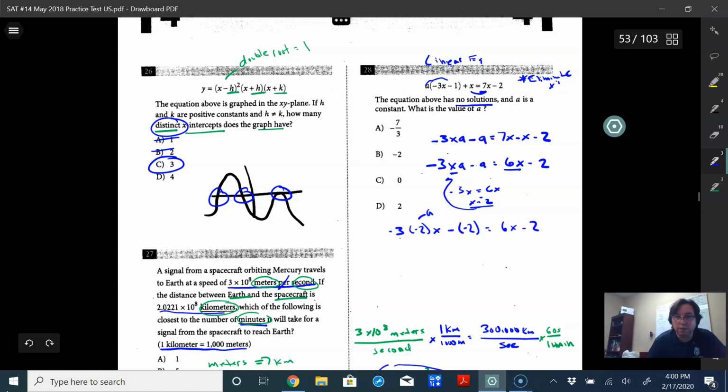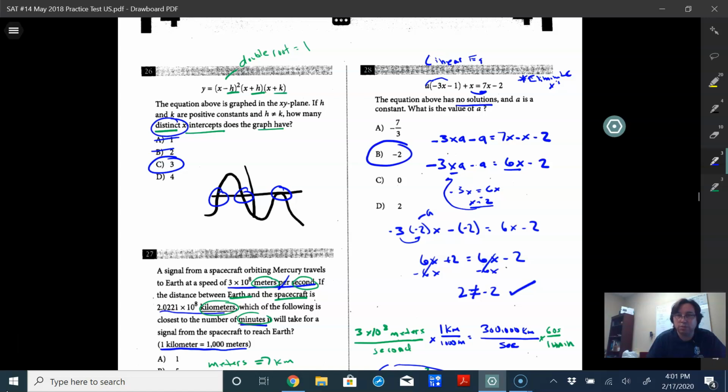So now if we FOIL here, we get 6x plus 2 equals 6x minus 2. And if we minus the 6x's here, you see these are gone, and you're left with 2 equals negative 2, which again, those are not equal, but that's what we want here because we're looking at no solutions. And so therefore, B is the answer choice on this one. That is the value of A.